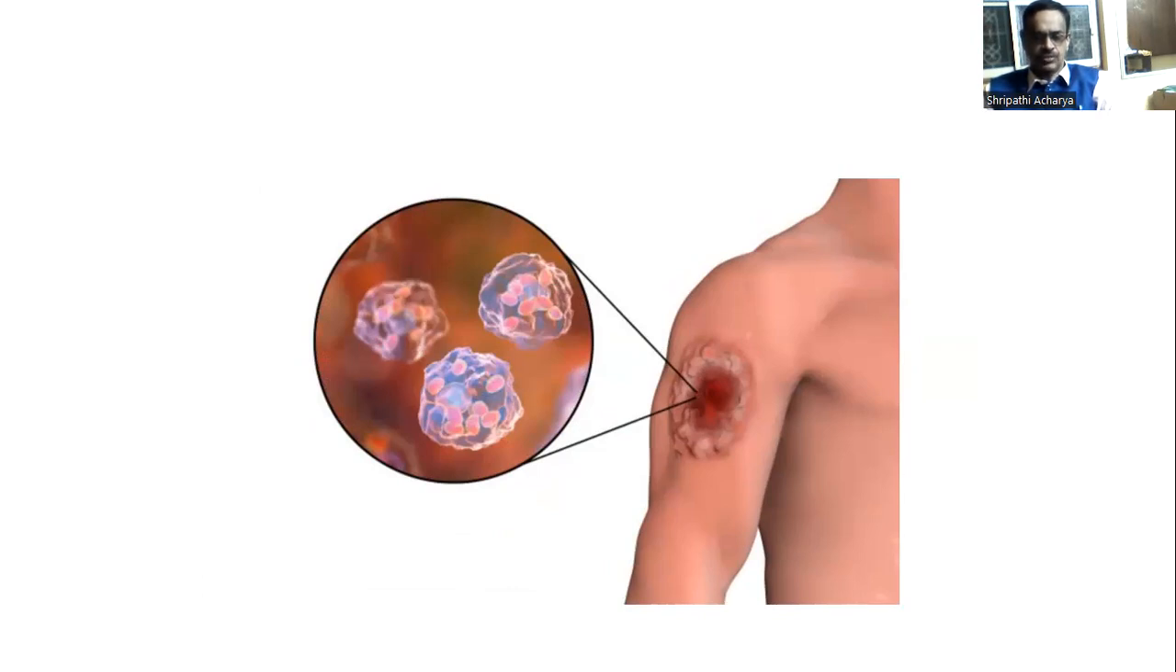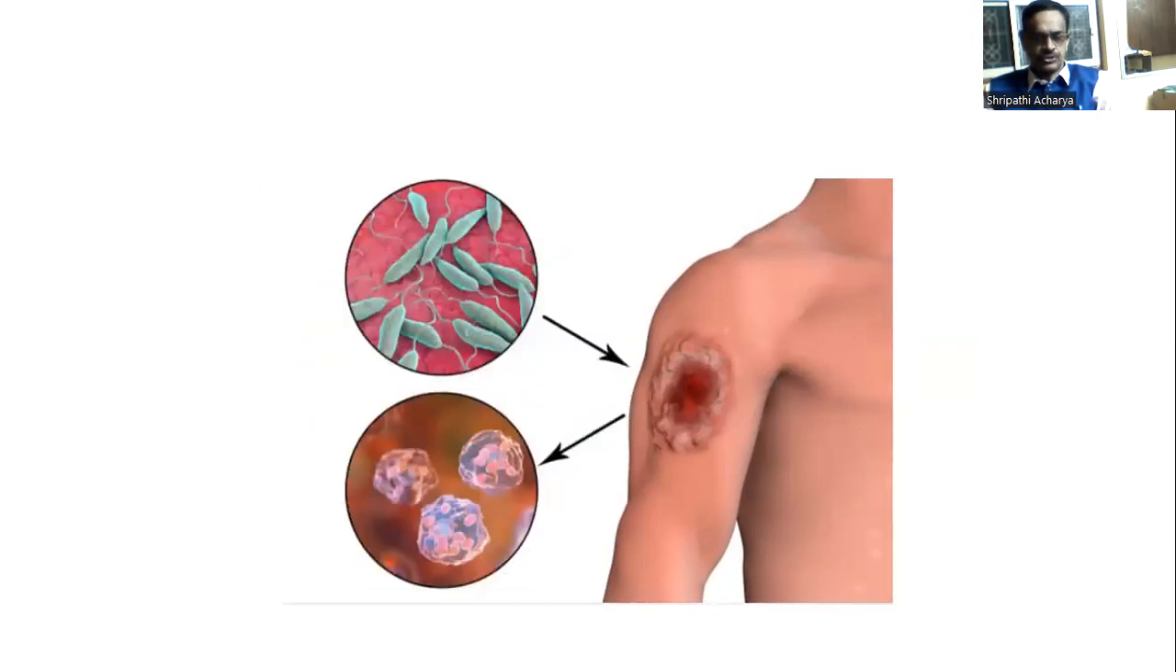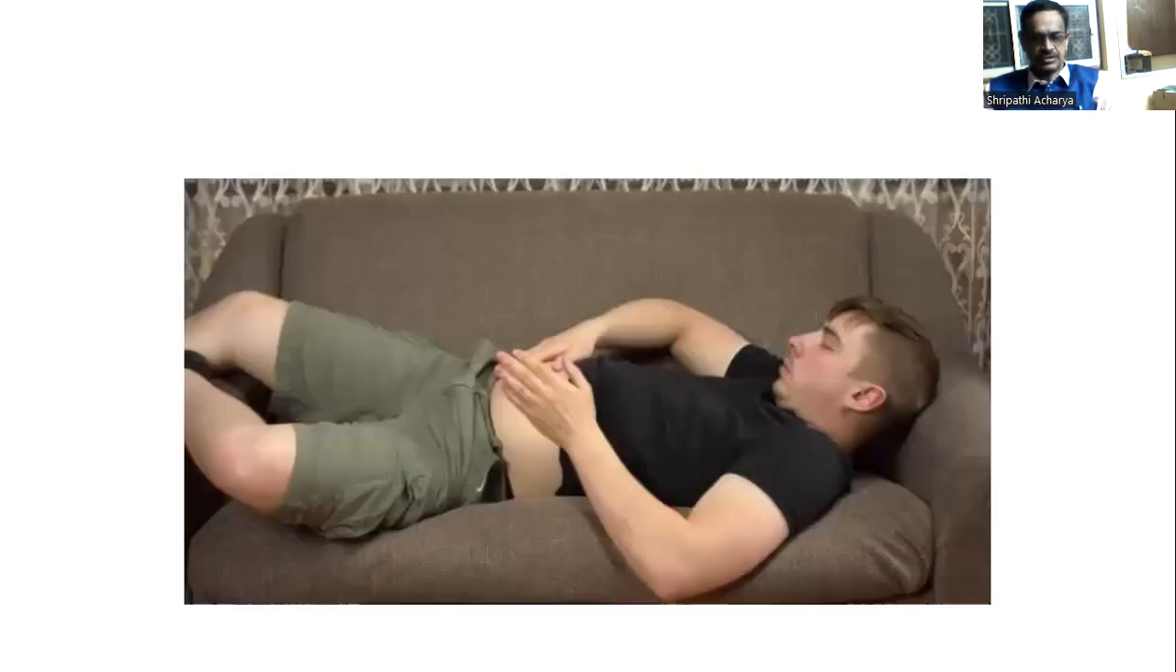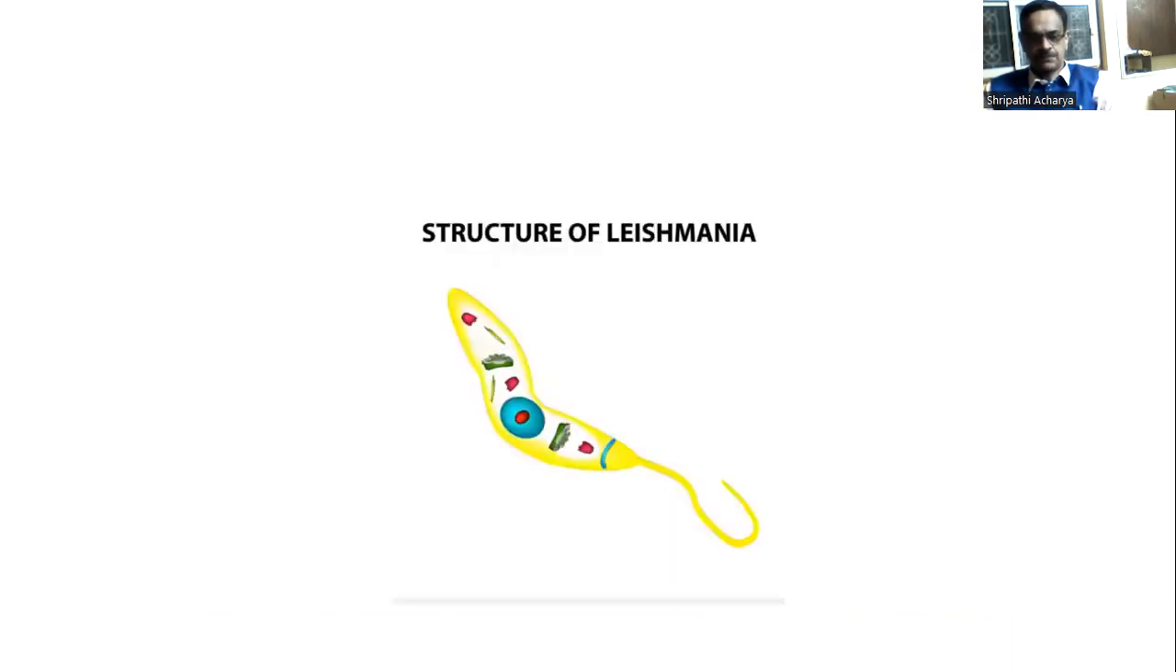We see under the microscope, you can see the amastigotes, promastigotes. Initially the redness or chronic inflammation, then the ulceration. You can see the sandfly bites and the disease spreads from the animals to human beings. This is the structure of Leishmania, a single-cell animal.